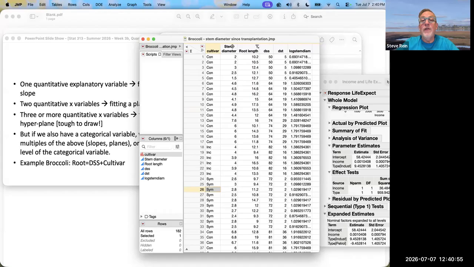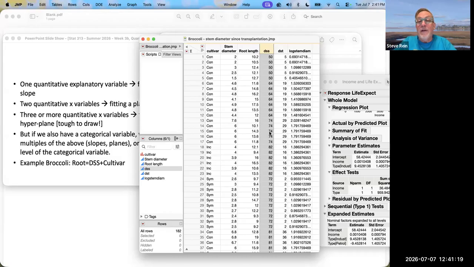And she measured the stem diameter of each plant at a certain number of days since the plants were seeded. DSSS is days since seeding. And literally, she didn't seed it directly in the field. She seeded in a growth medium. And then after a certain amount of time in the growth medium, they were plugged out into the field.